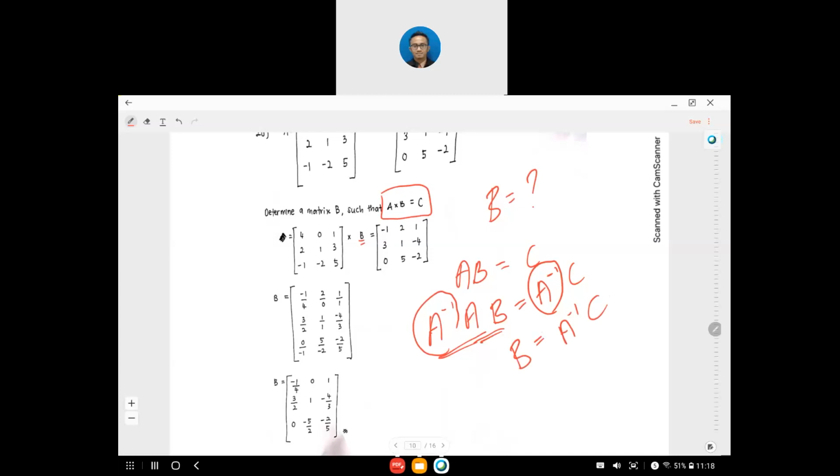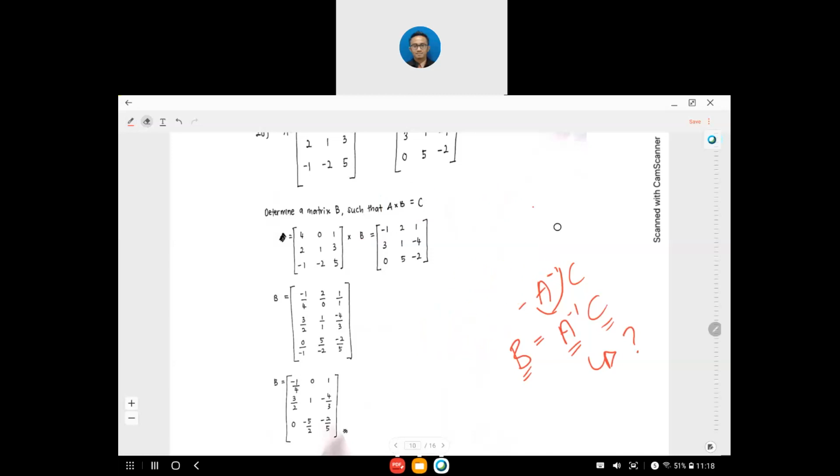So nak cari matrik B, awak carilah matrik A inverse dulu. Dah dapat matrik A inverse, darablah dengan matrik C. Sebab matrik C memang kita dah ada. Yang kita tak ada adalah A inverse. So you need to find first what is matrix A inverse. Bila dah dapat matrik A inverse, awak darablah dengan matrik C. So nak cari matrik A inverse by using cofactor, for example, we are using the cofactor method.